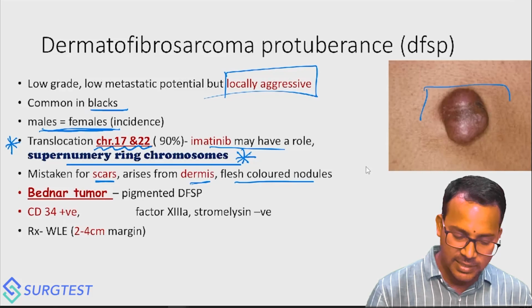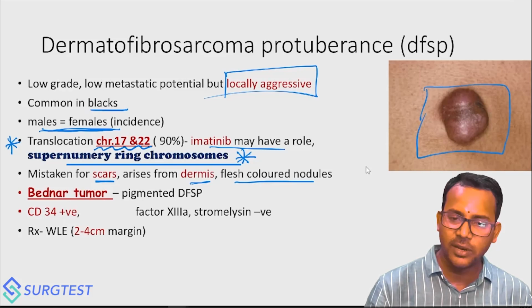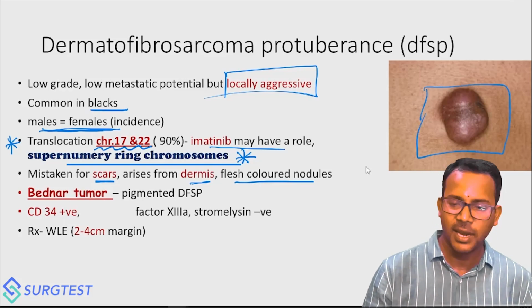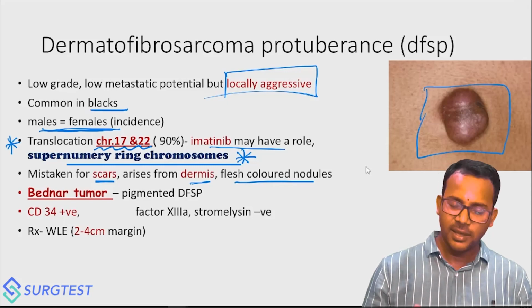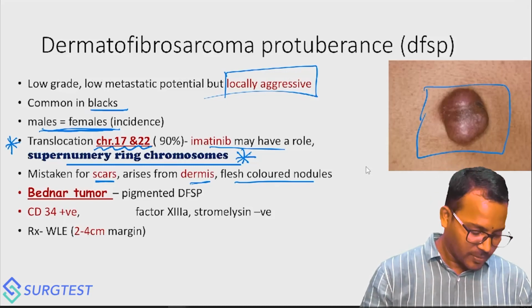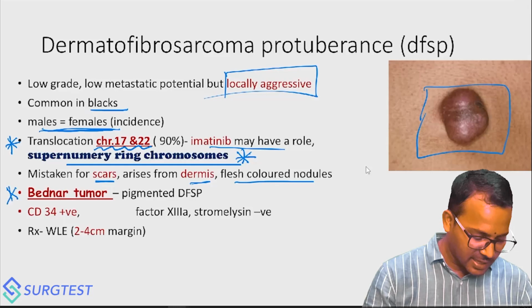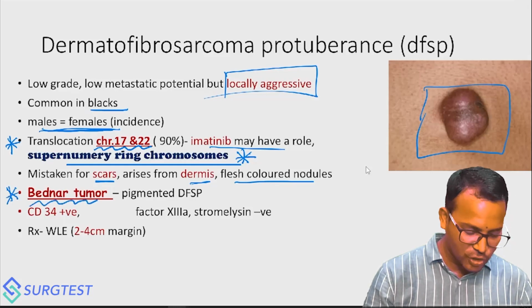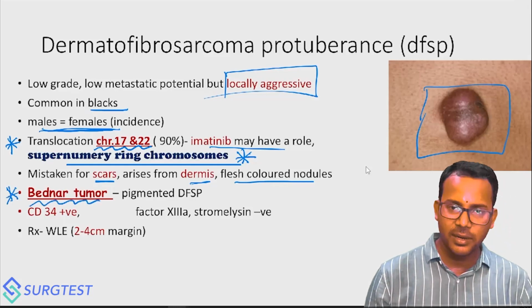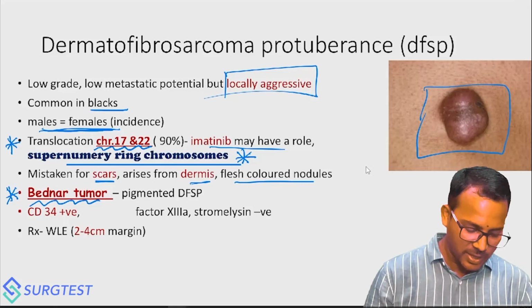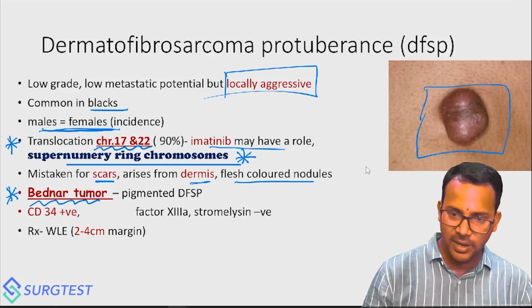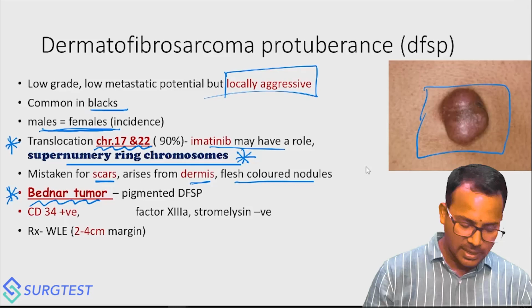As you can see in this image, they're usually confused with scars, and most people tend to misdiagnose them and leave them. Okay. Another important question that was previously asked was regarding this Bednar's tumor. A pigmented dermatofibrosarcoma protuberans is called a Bednar's tumor, that is the other name for Bednar's tumor.